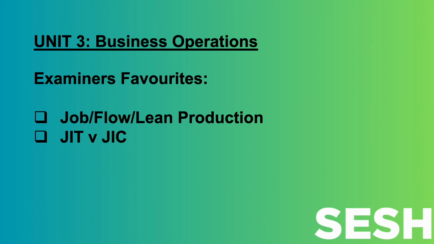Just in time and just in case, also big examiners' favourites. Just in time is a stock management technique aimed at minimising stock by delivering components and goods precisely when needed. Whereas the opposite of just in time is just in case, which involves holding surplus inventory, surplus stock as a precautionary measure to mitigate against potential disruptions.